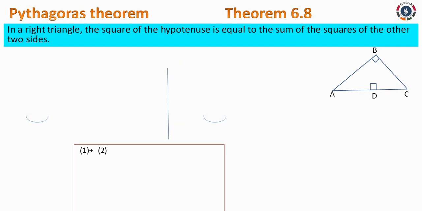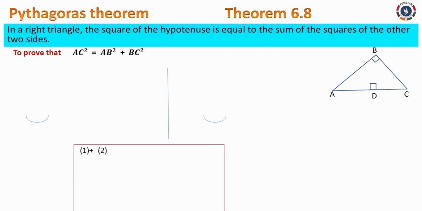Yeah, it is a well-known theorem, Pythagoras theorem. In a right triangle, the square of the hypotenuse is equal to the sum of the squares of the other two sides. Which is the hypotenuse here in the right angle triangle ABC, right angled at B? AC is the hypotenuse. So what we want to prove? AC square, which is equal to AB square plus BC square.